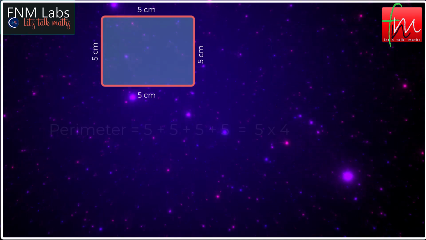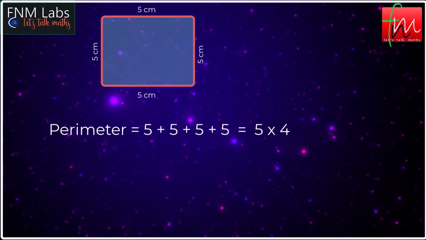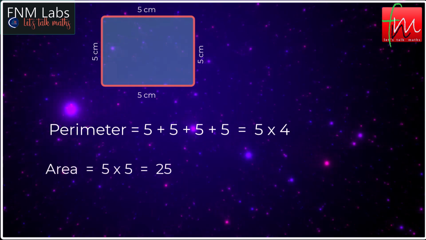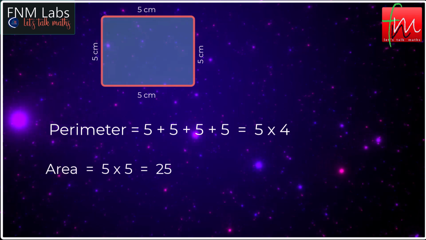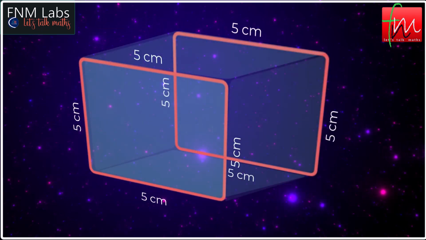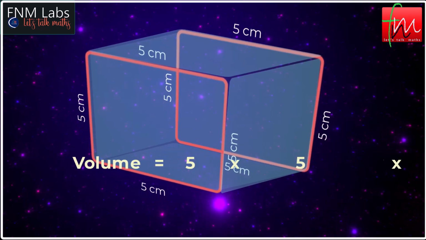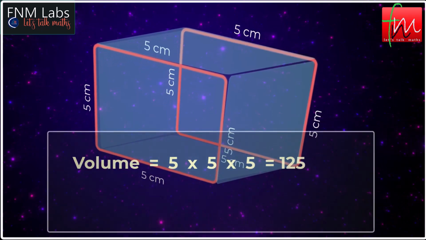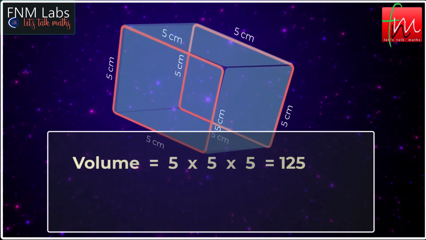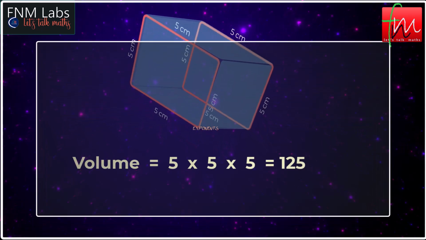Calculation of perimeter caused repeated addition, which made use of the idea of multiplication. Now, the calculation of the area of a square leads to repeated multiplication. If you consider a cube, calculation of its volume will lead to repeated multiplication of the length of its side 3 times. As the repeated addition gave rise to multiplication, repeated multiplication leads to a new way of representation called exponents.